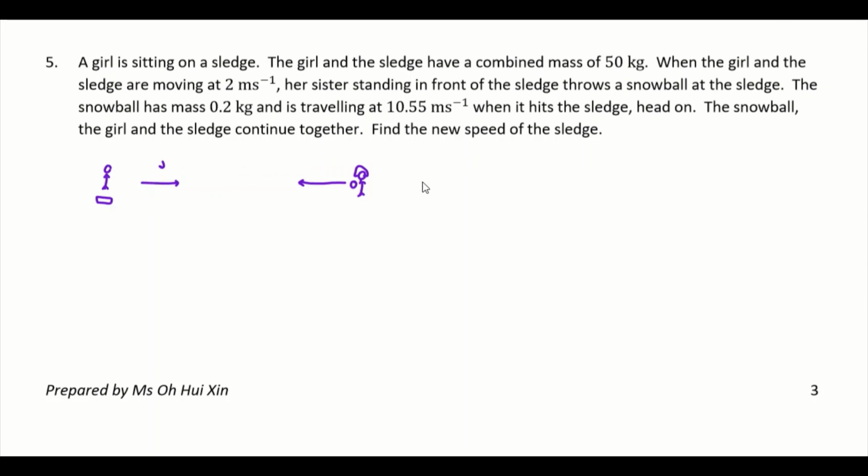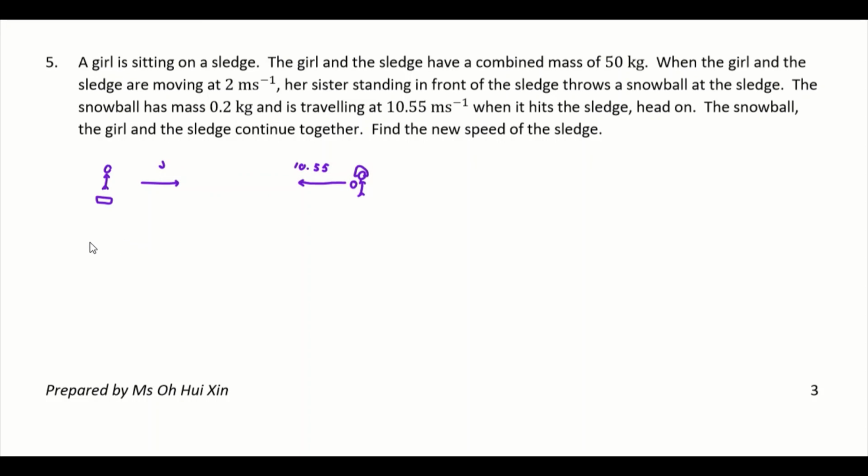The snowball has a mass of 0.2 kg and is traveling at a speed of 10.55. The snowball, the girl, and the sledge continue together when they collide. Find the new speed of the sledge. At the end, all these objects move together, so it's a coalescence question as well. Let's try to solve that.